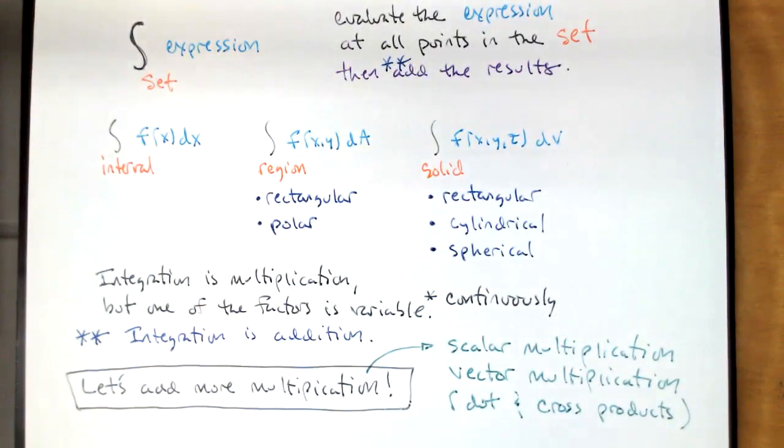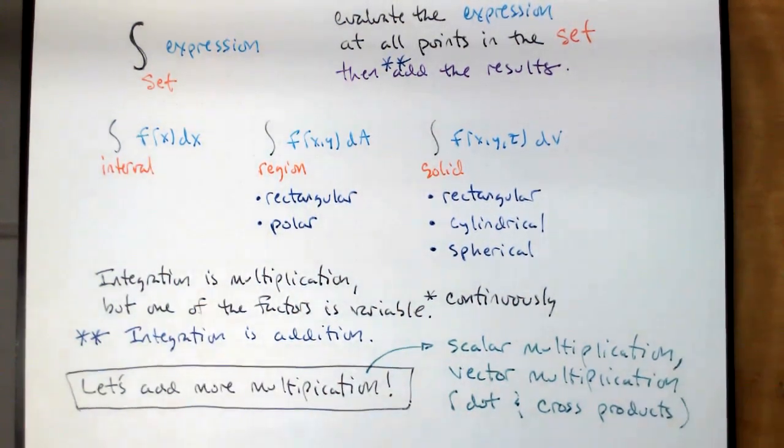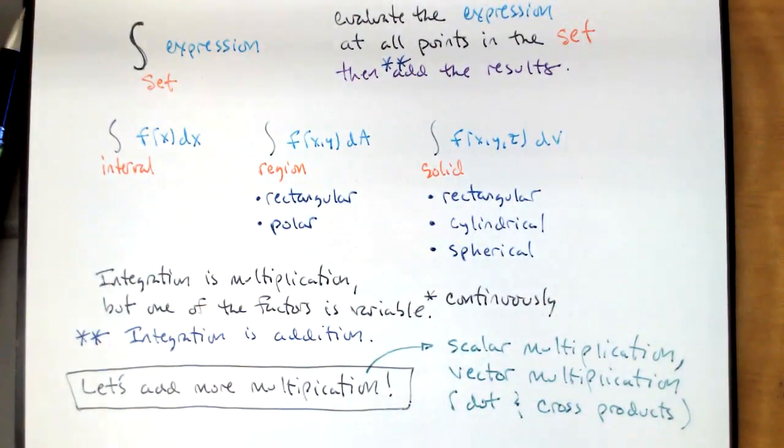So we're going to have to figure out how to set up integration where our multiplication isn't just scalar multiplication. Our multiplication might represent vector multiplication. And vector multiplication has two kinds of products, the dot product and the cross product. So we're going to have to work out the mechanics of what it is going to mean to integrate where we have vector multiplication. What if that vector multiplication is a dot product? What if that vector multiplication is a cross product?